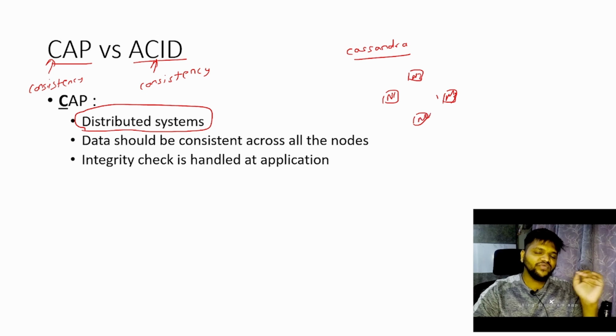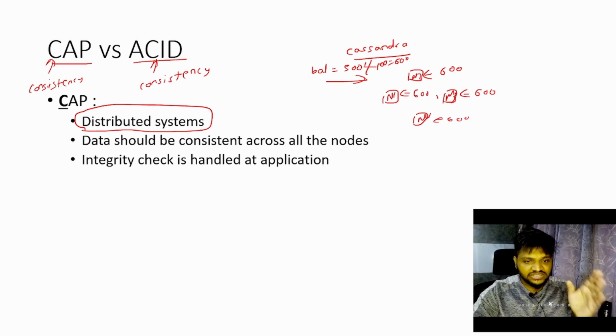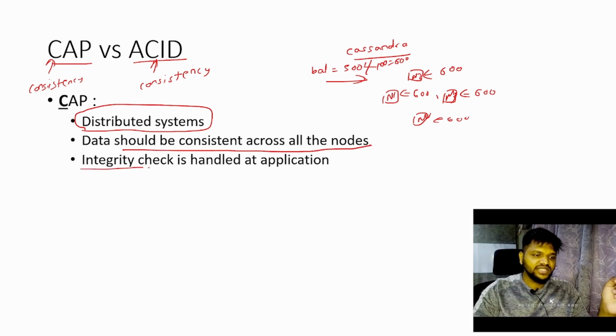Assume this case. When I am saying consistent, let's say I am updating a balance, 500 plus 100 equal to 600 is what I am trying to do. When I am saying consistent, this node should also have 600, this should also have 600, this should also have 600 and this should also have 600. All of my nodes should have 600, meaning my data should be consistent, should be same across all the nodes. This is the meaning of consistency. Integrity check here is not being handled by the database, it is handled by the application.